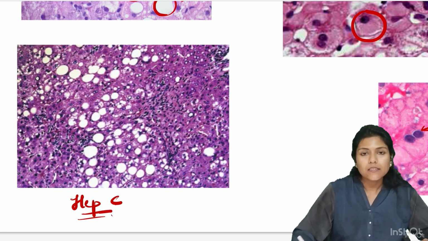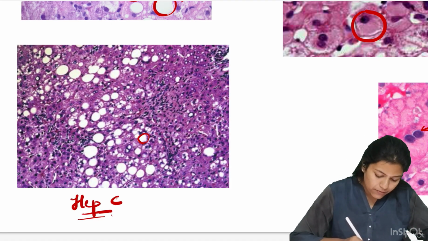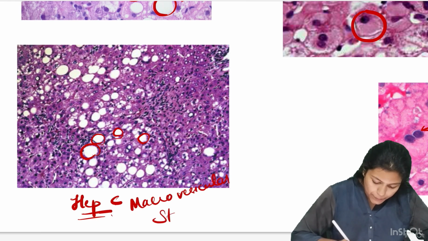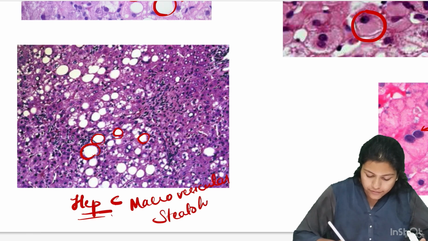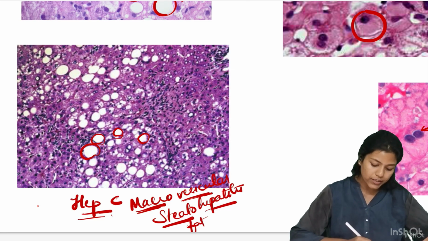In hepatitis C, fat metabolism is disrupted, so lipid vacuoles can be seen inside the hepatocytes. It is seen as macrovesicular steatohepatitis. Steato means fat. So macrovesicles, large vesicles of fat, in hepatitis. In chronic hepatitis C, we can visualize this.